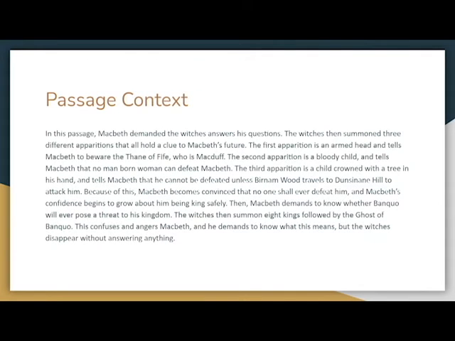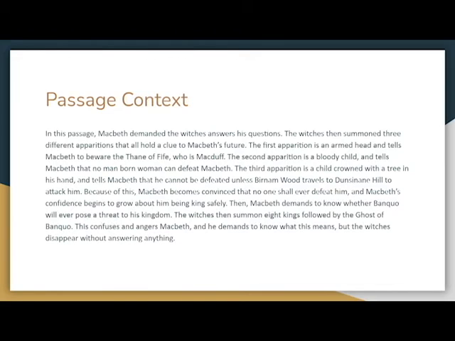Passage context. In this passage, Macbeth demanded the witches answer his question. The witches then summoned three different apparitions that all hold a clue to Macbeth's future. The first apparition is an armed head and tells Macbeth to beware the Thane of Fife, who is Macduff. The second apparition is a bloody child, and he tells Macbeth that no man born of woman can defeat Macbeth. The third apparition is a child crowned with a tree in his hand, and tells Macbeth that he cannot be defeated unless Birnam Wood travels to Dunsinane Hill to attack him.